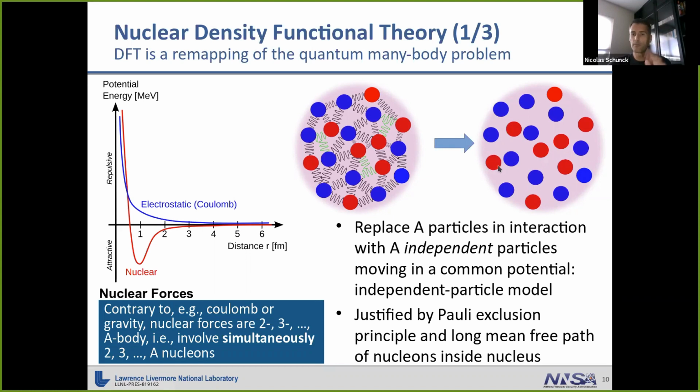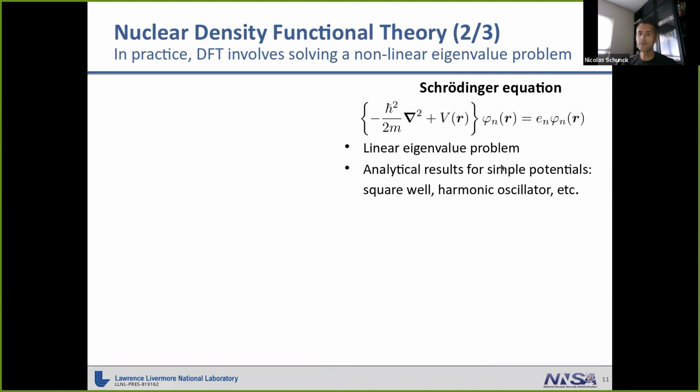So now I'm going to start showing some equations. How do you solve nuclear DFT in practice? Again, I assume you all know about the Schrödinger equation. In case you don't remember, I put it there. This is a differential equation that involves the Laplacian, and some potential that depends on the problem you want to solve. But this is also a linear eigenvalue problem, because solving this equation means finding the eigenvectors, the wave functions, and the eigenvalues, the energies of your particle of mass m.